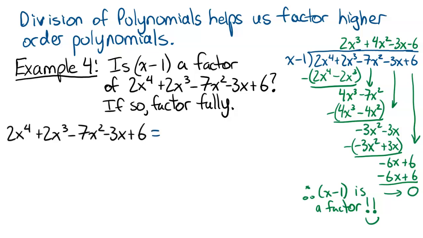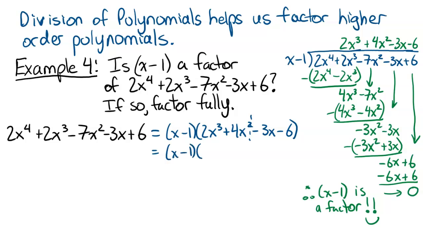And so let's go ahead and take that and factor it fully, as it asks us to do. So there's the expression that we started off with, and we now know that's equal to x minus 1 times 2x cubed plus 4x squared minus 3x minus 6. Now you'll notice here there's no remainder because our remainder was 0. All right, so this is in that really helpful form that we talked about at the very beginning, which is the multiplication statement.